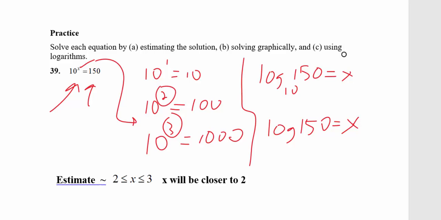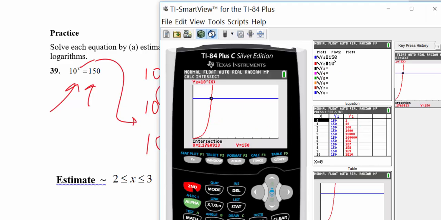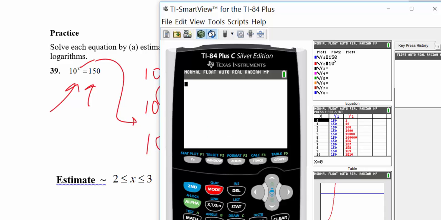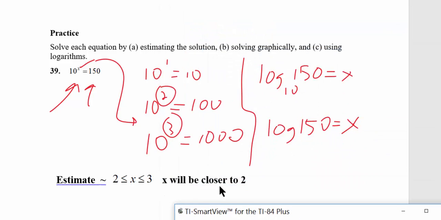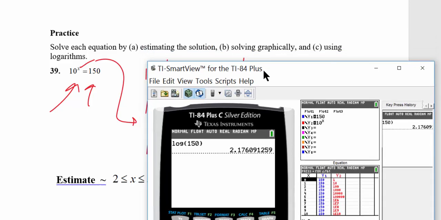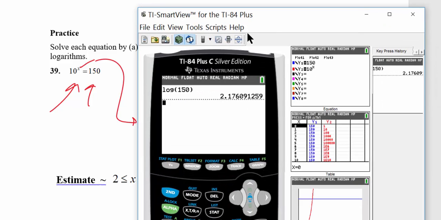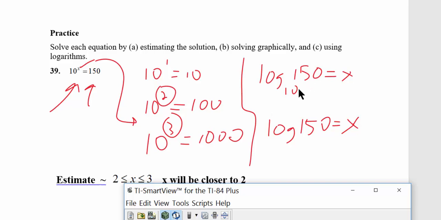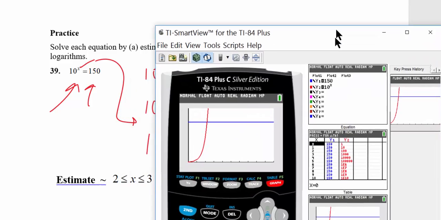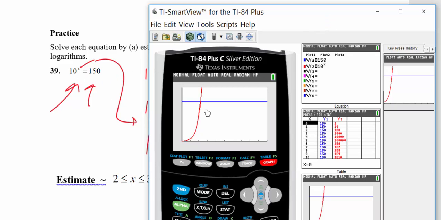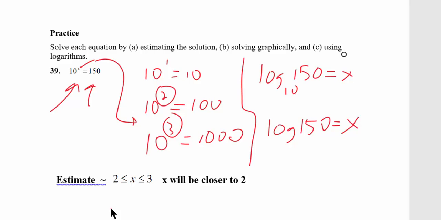So let's take out our calculator, and I'll press second and quit to get out of here. I press the log key and 150, close my parentheses, and look at that, 2.17, right? Which is what we had here. X will be closer to 2. When we graphed it and we found the intersection, we had 2.17, right? So that's us solving this using logs. Here is the work for solving via estimate, and the graphical solution was finding the intersection between the left and the right side of the equal sign. Okay, so let's try another one.